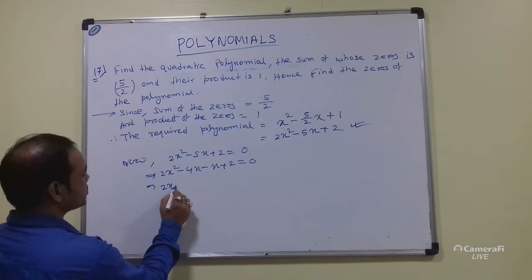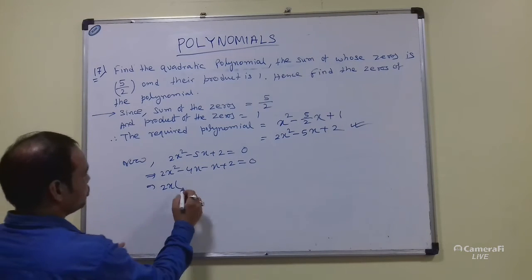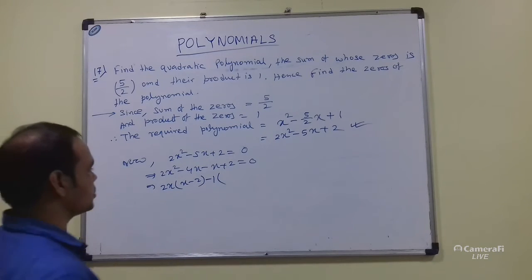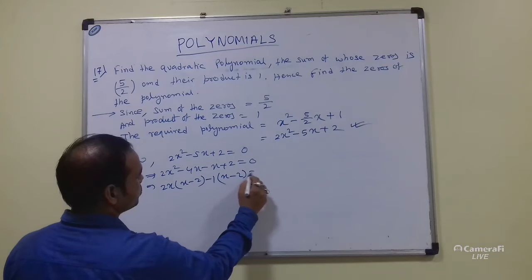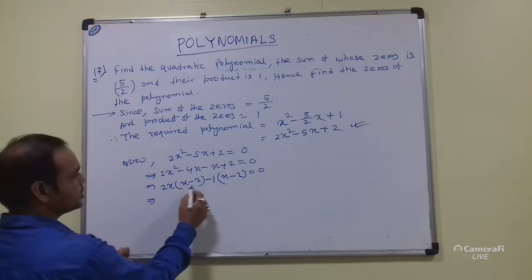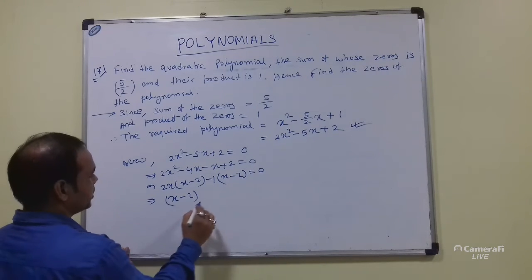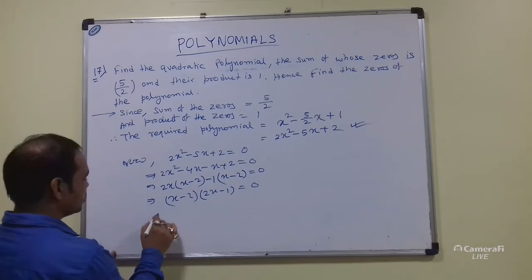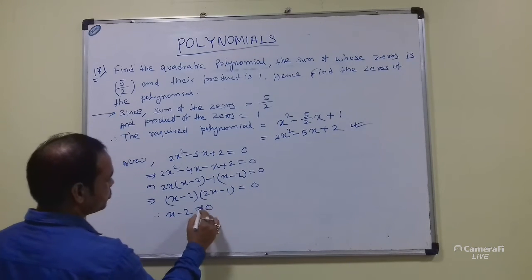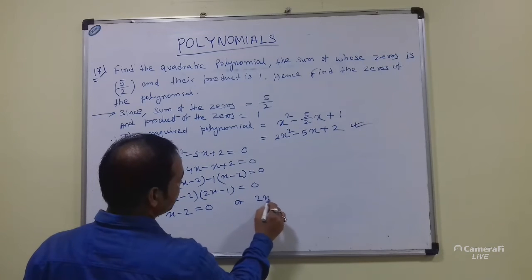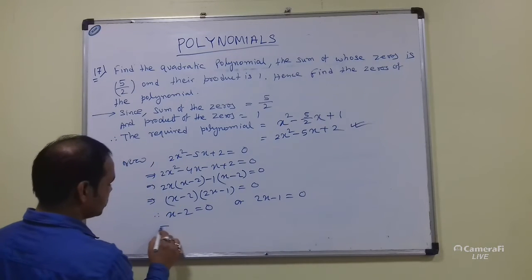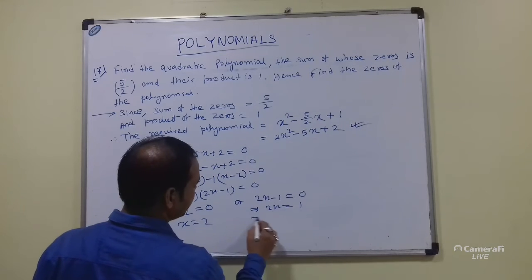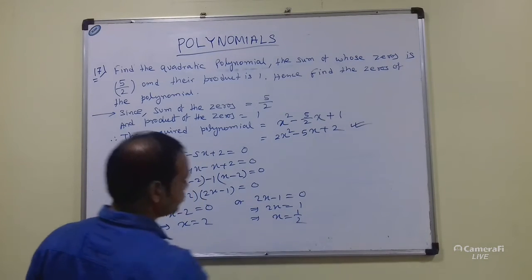Now take 2x as common from the first two terms. So it will be x minus 2 and minus 1 will be taken as common from the last two terms. So it will be x minus 2 is equals to 0. So this implies x minus 2 will be taken as common again, and it will be 2x minus 1 is equals to 0. So therefore x minus 2 is equals to 0 or 2x minus 1 is equals to 0. So this implies x is equals to 2 and here 2x is equals to 1, and this implies x is equals to 1 by 2.